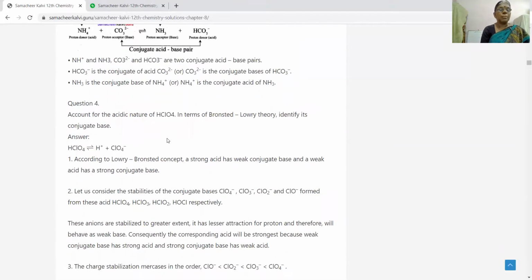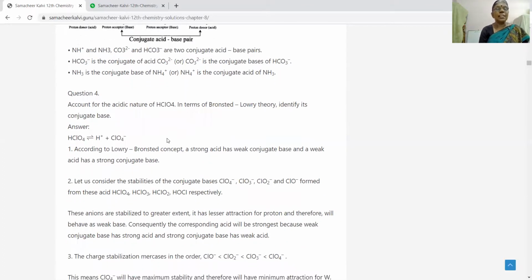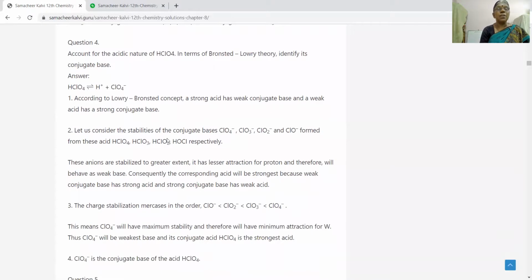Next one is question number 4. Account for the acidic nature of HClO4 in terms of Bronsted and Lowry theory. Identify its conjugate base. The answer is, first you should write the decomposition reaction, that is HClO4 gives H plus and ClO4 minus. According to the Lowry and Bronsted concept, a strong acid has a weak conjugate base and a weak acid has a strong conjugate base.